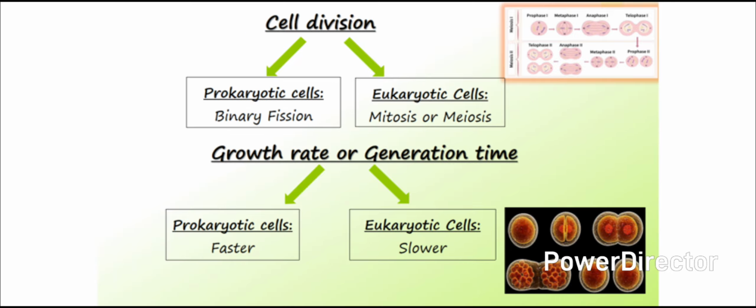Cell division. In prokaryotic cells, the cell division is by means of binary fission, whereas in eukaryotic cells, it is either mitosis or meiosis. Growth rate and generation time. In prokaryotic cells, growth rate and generation time is very fast, whereas in eukaryotic cells, it is a bit slow.